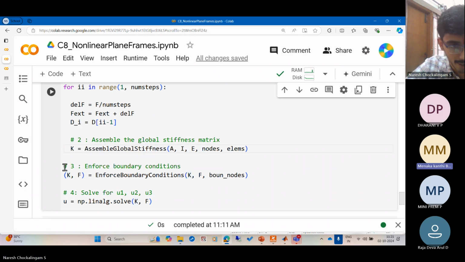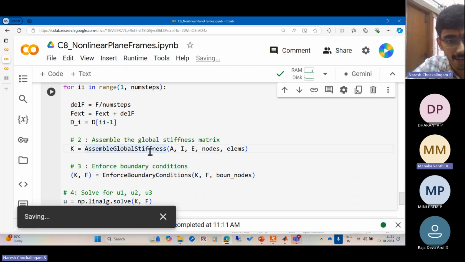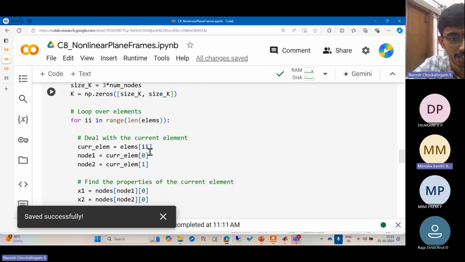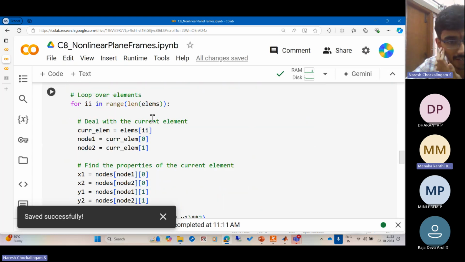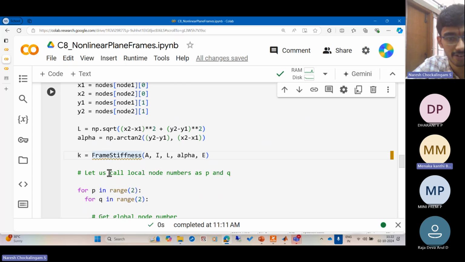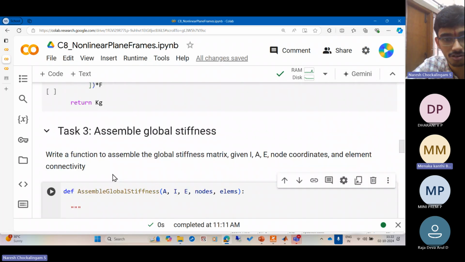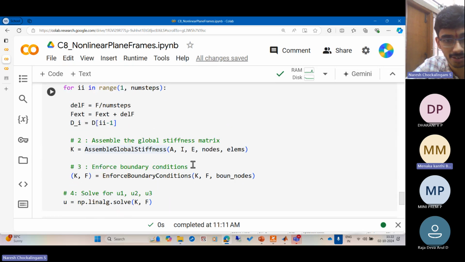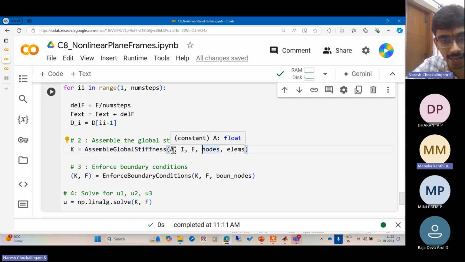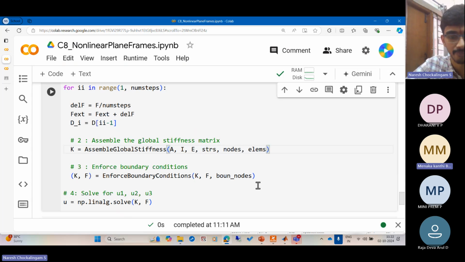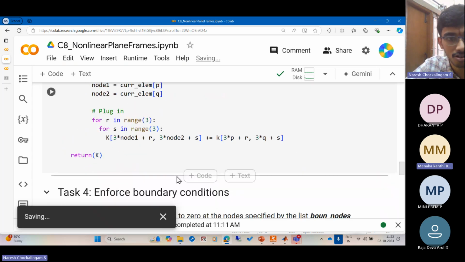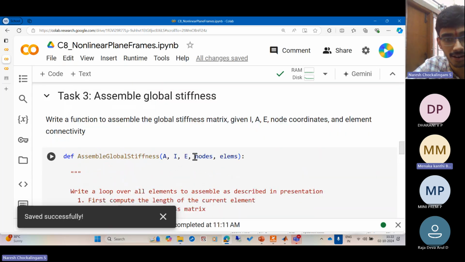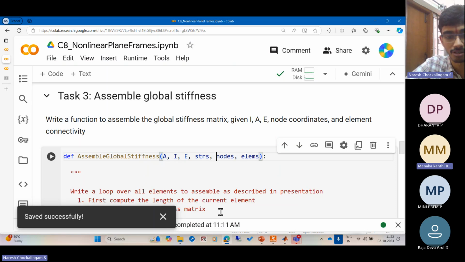This is fine. We also have to enforce boundary conditions. That's also fine. So while assembling the global stiffness, there is a slight change, right? There is no function frame stiffness now. While assembling global stiffness, this should also take into account the stress. So that change I will make here. This requires the material properties A, I, E, and also it requires the stress. So this assemble global stiffness function will also take stress as input.